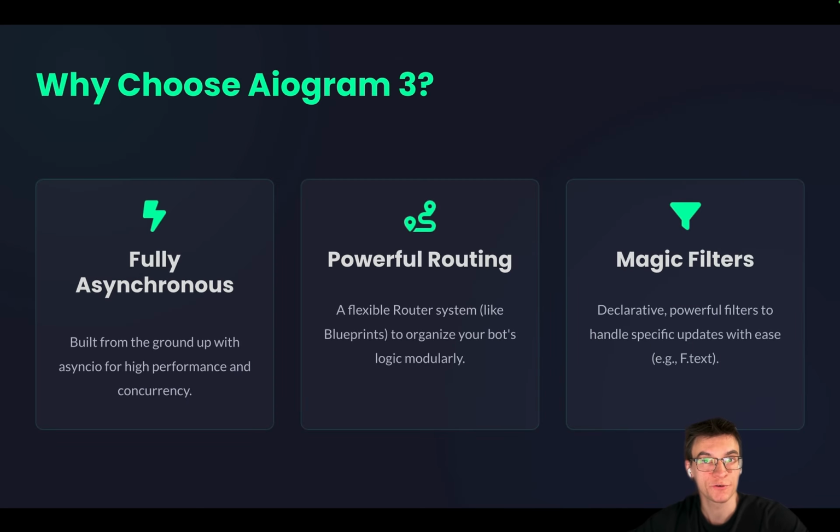So one may be wondering, why do we even need Aiogram 3? If you are new here, my previous lessons were all based on Aiogram 2. Aiogram 3 is the next generation. It is more powerful, it gives you more tools out of the box, and it keeps all the strengths of the previous version. It is still fully asynchronous, but it also introduces a powerful routing system that helps you organize your bot's logic in a clean and modular way.